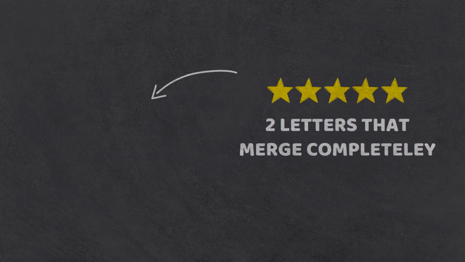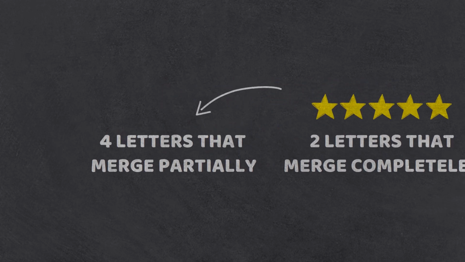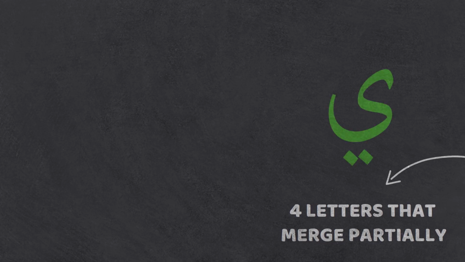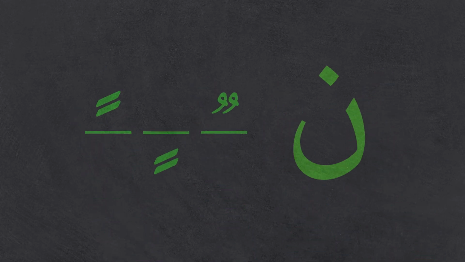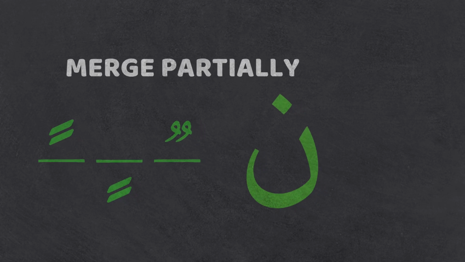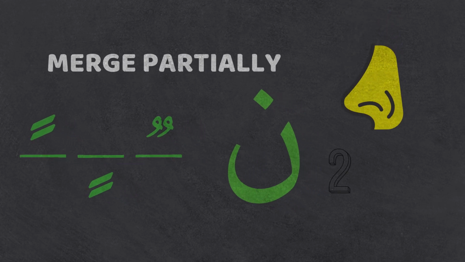Once the students have completed all the exercises and recitation practice for the 2 letters that merge completely, you can introduce the 4 letters that merge partially. These are Ya, Mim, Waw, and Noon. These have been colored green in the manual. When these letters come after Noon Sākin or Tanwīn, they merge partially, and a ghunna or nasal sound is pronounced for 2 counts when doing so.